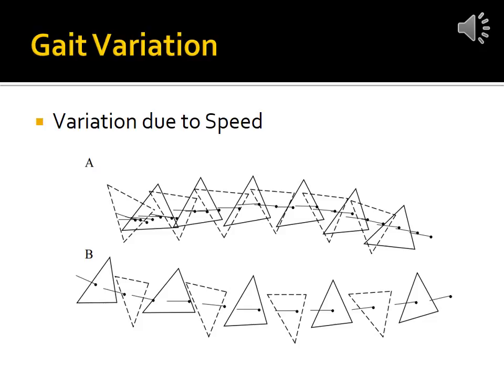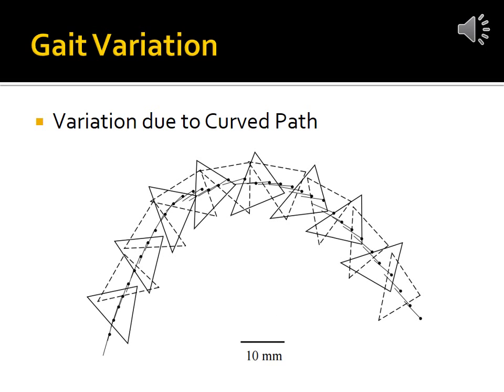The next variation is when ants walk on curved paths. During curve walking, ants use comparatively conservative strategies. Distances between successive footfalls on the inner side are shortened, whereas on the outer side they remain unchanged. As a result, the spatial tripod pattern is maintained even when the ants walk around narrow curves.